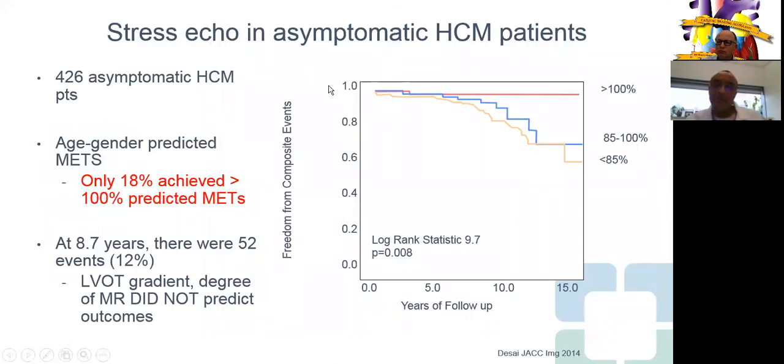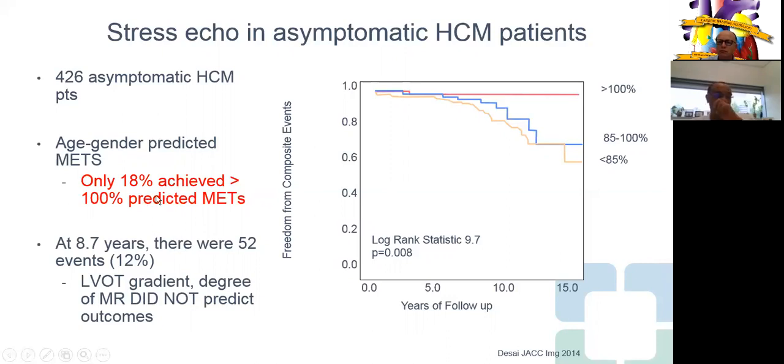This is data that we published a few years back in asymptomatic patients. These are almost 430 patients who came to the Cleveland Clinic saying they're asymptomatic. What we did was basically, you are asymptomatic, show me, prove it to me. Only 18% of patients achieved what would be expected of them in terms of their predicted METs.